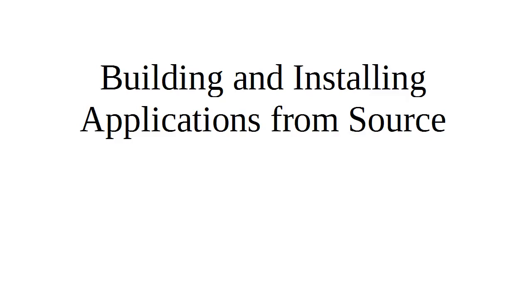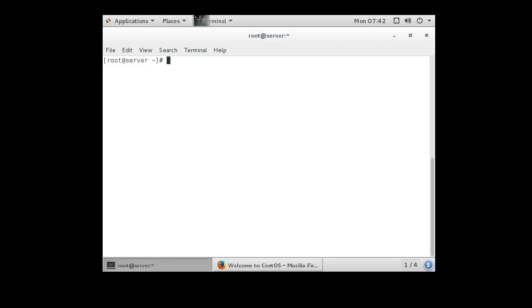Sometimes you want to build packages or get applications that are available in the source code but are not available in pre-compiled build packages. So in times like this, you have to go and find them, download them, extract them, build them, and install them. So let's look at how we would do this.